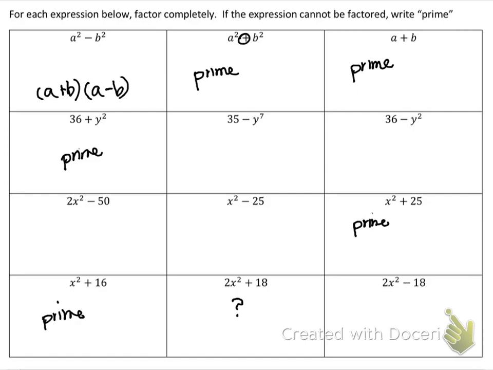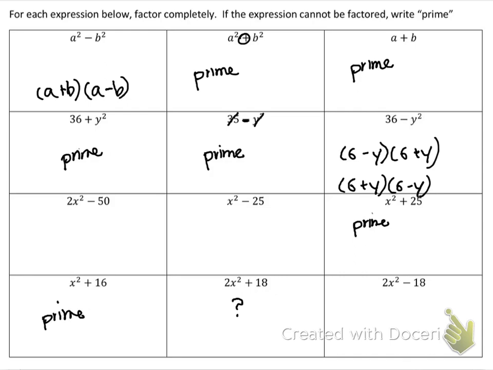Okay. For this one, well, we have a subtraction sign, but 35 is not a perfect square, and y to the 7th is not a perfect square, so this one, therefore, must be prime as well. Okay, over here, we do have a difference of two perfect squares, so we have 6 minus y times 6 plus y, or, of course, you could write it the other way. It doesn't matter what order you put it in.